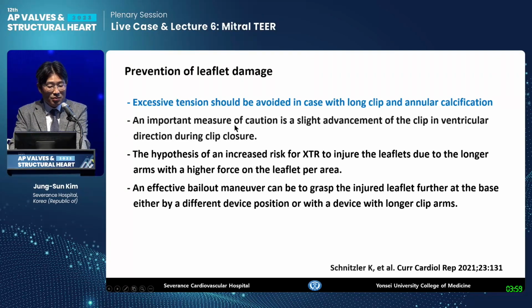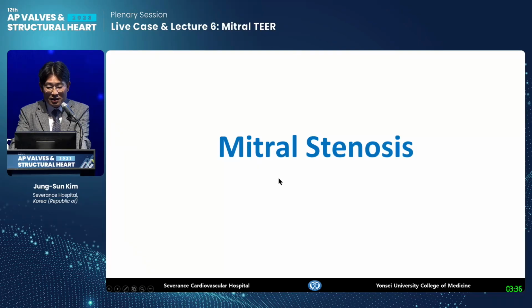Also, an important measure of caution is to slightly advance the clip in the ventricle direction during the clip closure, which decreases the tension on the leaflet. This is another concern with using the longer clip, as you can see here, which can injure the leaflet due to the longer arm with a higher force on the leaflet per unit area.